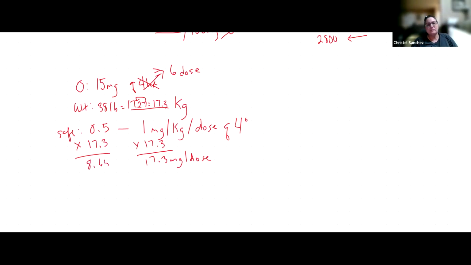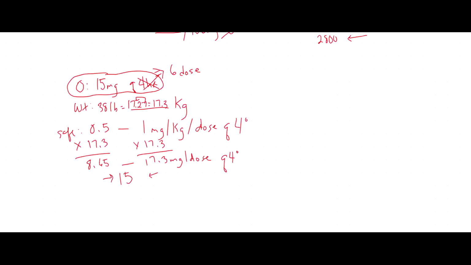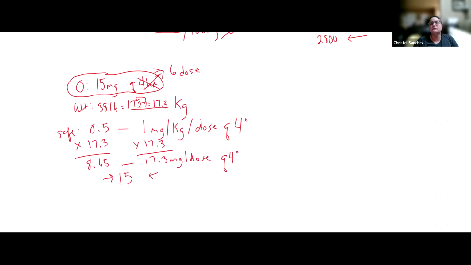So this is telling us that it's Q4 hours, right? So for every dose, Q4 hours, which is what they have ordered up here, we have 15 milligrams that the patient can have every 4 hours. Does 15 fall in between 8.65 and 17.3? Yes. So it is safe.